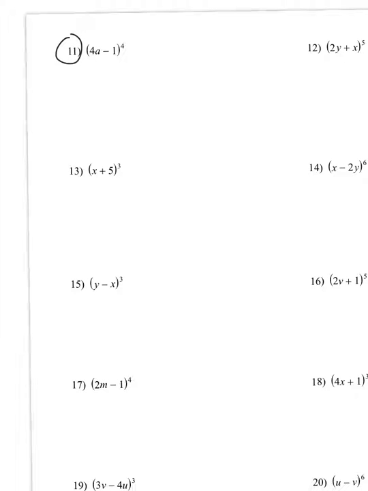Let's look at number 11 here. So I've got the binomial 4a minus 1, and we're to the fourth power. So I'm going to go to row 4 of Pascal's triangle. And this is on your blue reference sheet, Pascal's triangle. But I'm going to write down the first few rows of Pascal's triangle here.